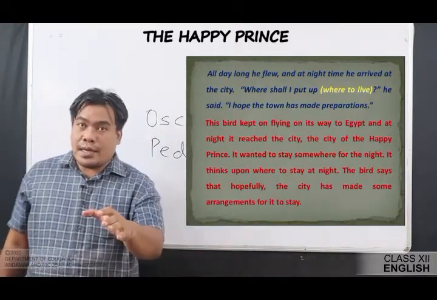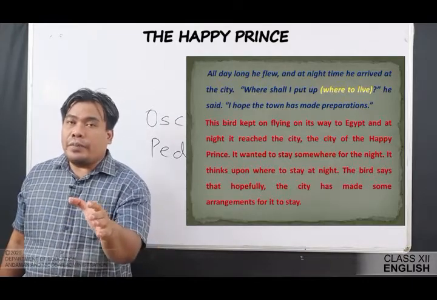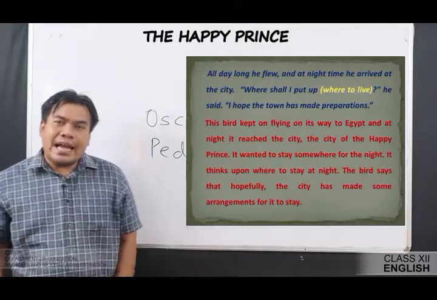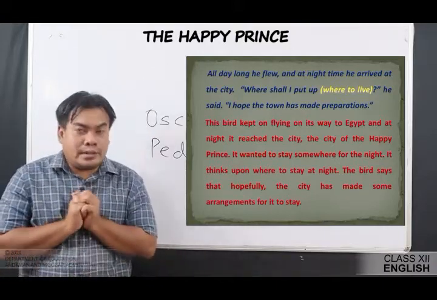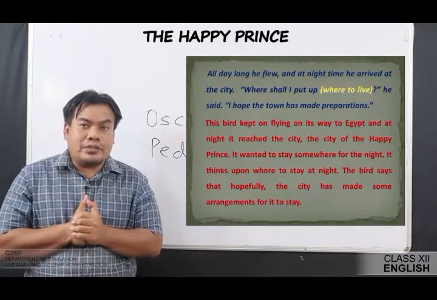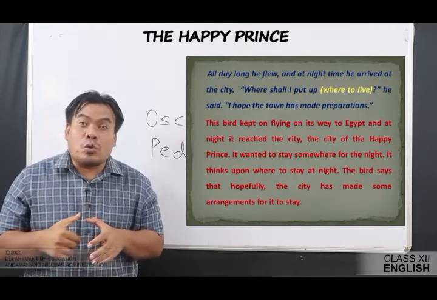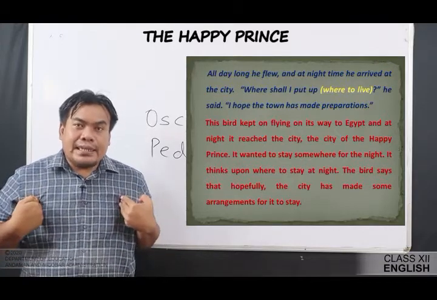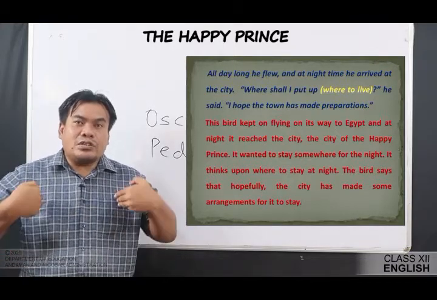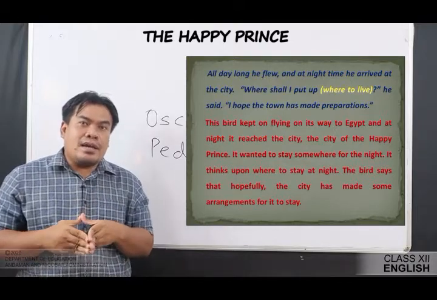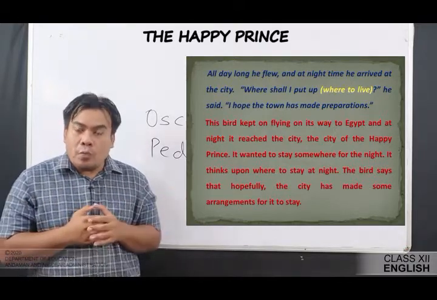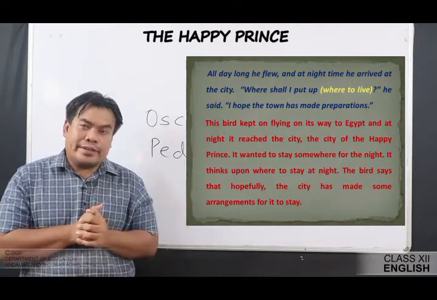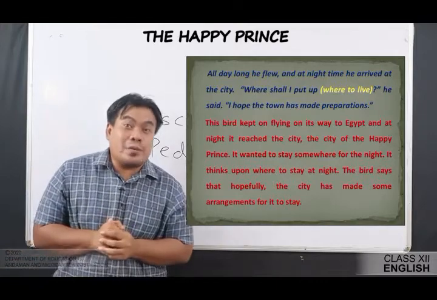Because it's going to make a lot of difference whenever you're using such words in your sentences. He said, "I hope the town has made preparations." He is again telling this to himself. Who? The swallow. The swallow is talking to himself. He is saying where he is going to stay, and he is hoping that the city has made some preparations for him to stay there. That's what the swallow is thinking.